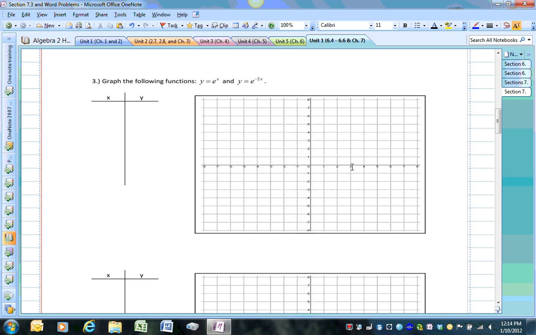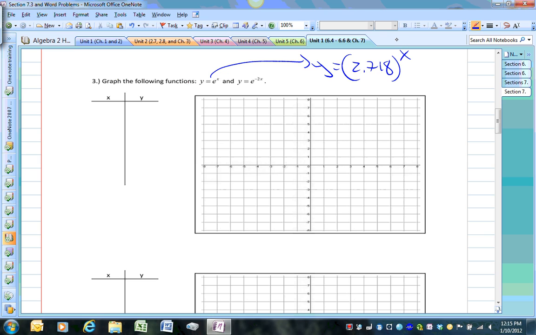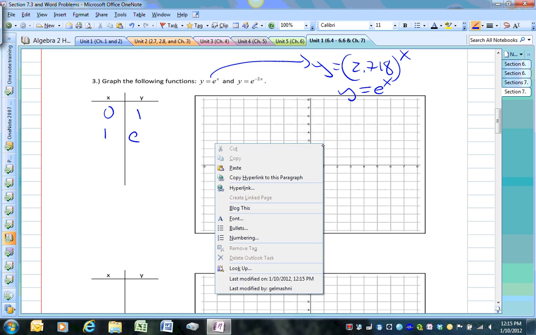You can also graph these two. These do seem kind of weird to graph, because really what you're doing is you're graphing y equals 2.718 raised to the x power, which is obviously a nasty number. But let's say we plug in 0 for x. Then we get y is 1. So this graph will be for the first equation, y equals e^x. So if I put in 0, and the 0 power is 1, if I plug in 1, I get e, which is about 2.7, right?